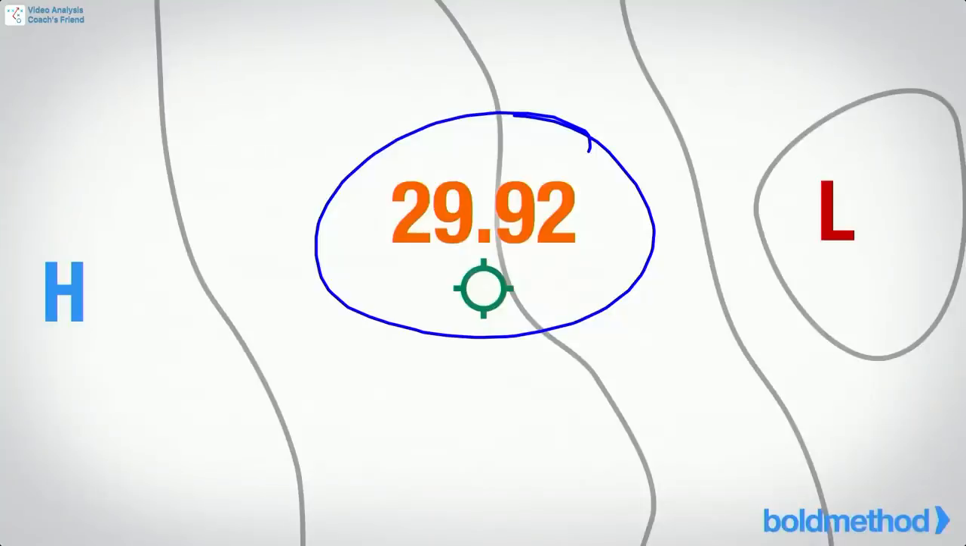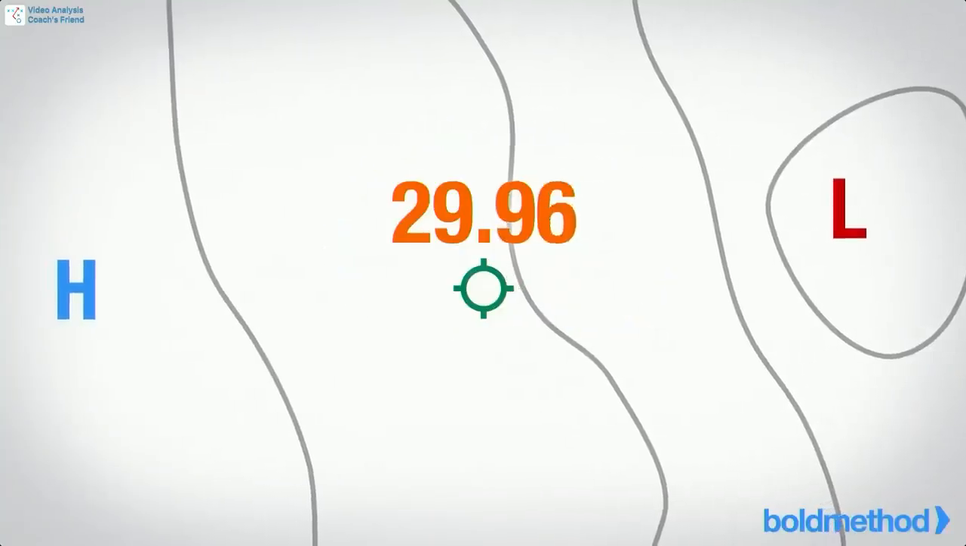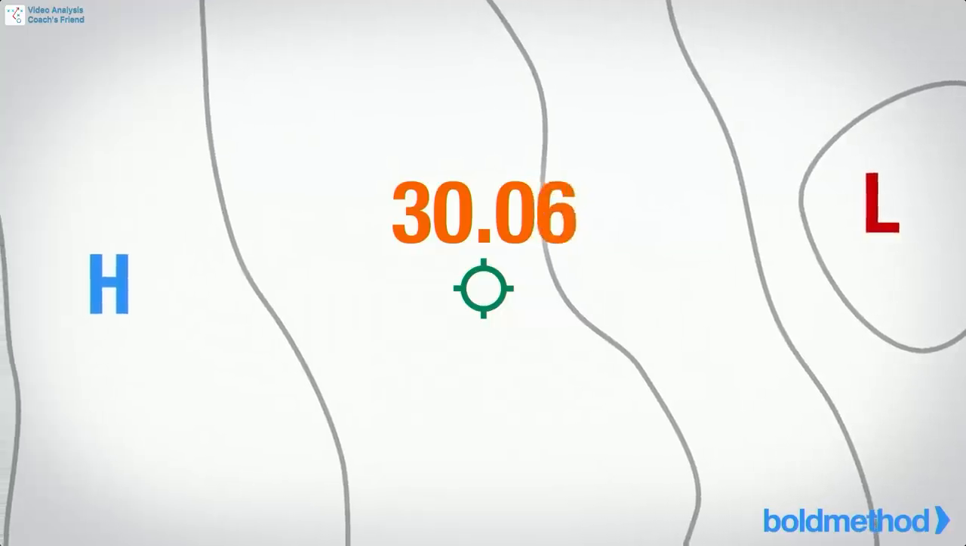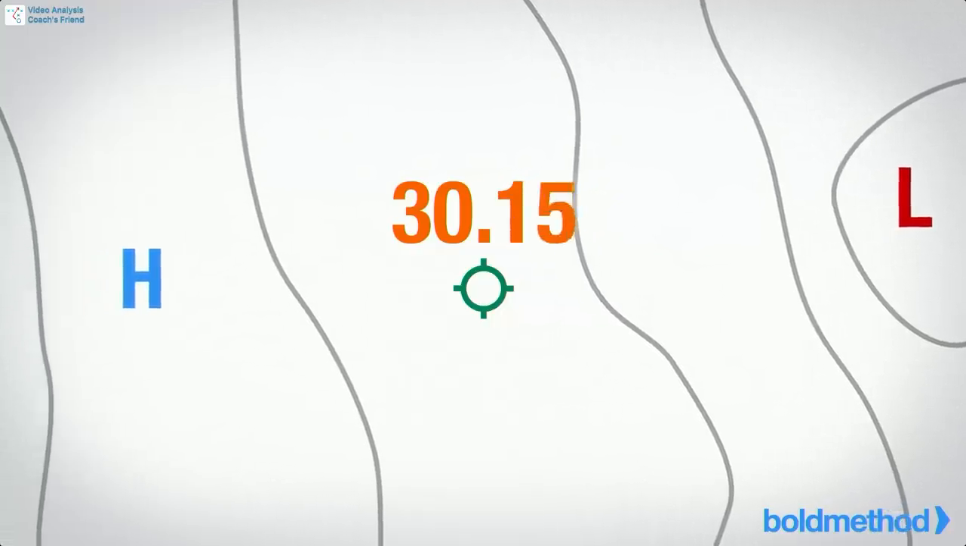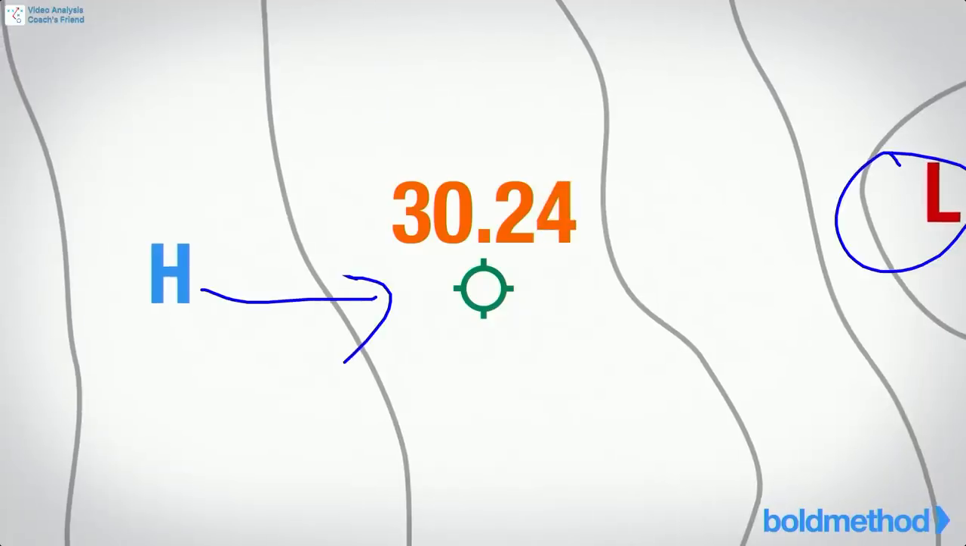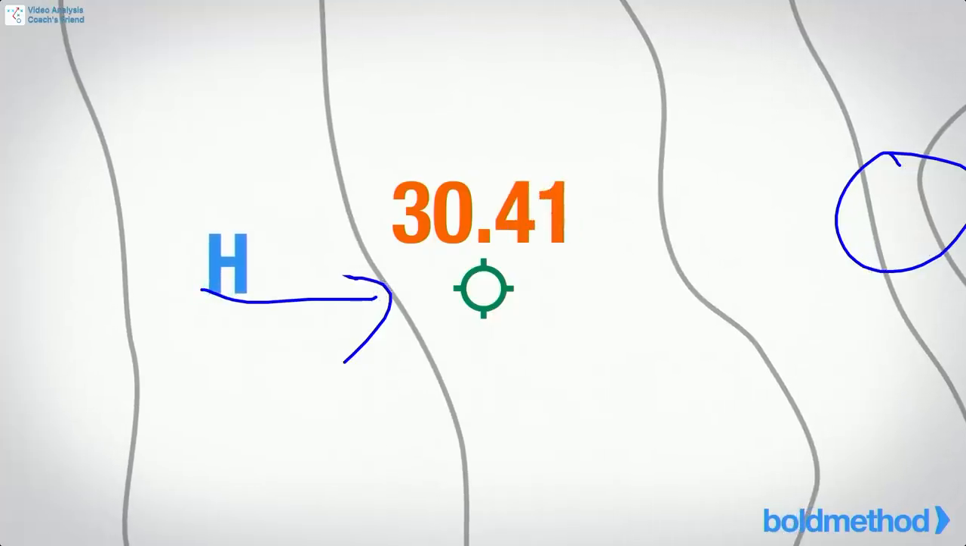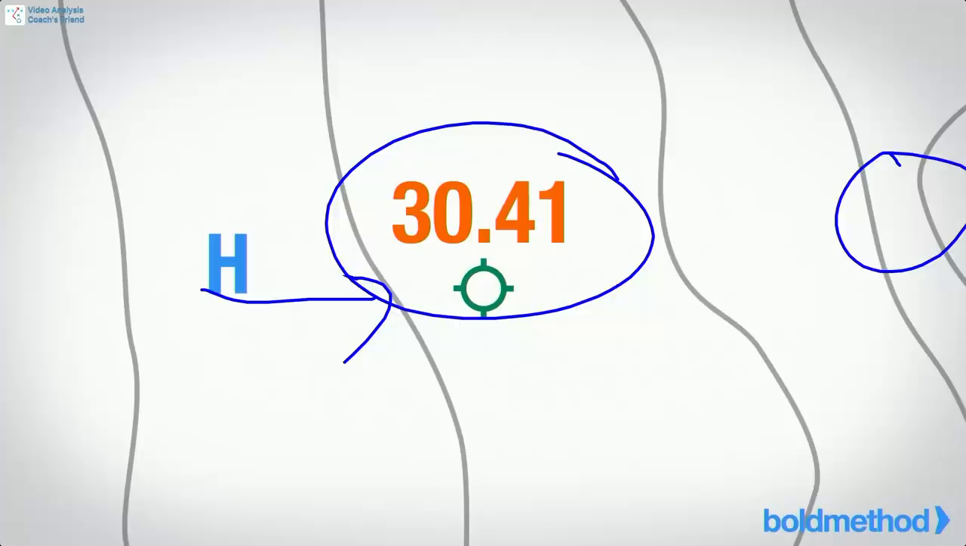Okay, so let's go back to this, and let's just play this out. So here's a scenario where the pressure is changing. You can see we have a low pressure moving out of the area over here, and a high pressure moving into the area there. And so the station pressure at sea level was increasing. It increased from 29.92 to 30.41.